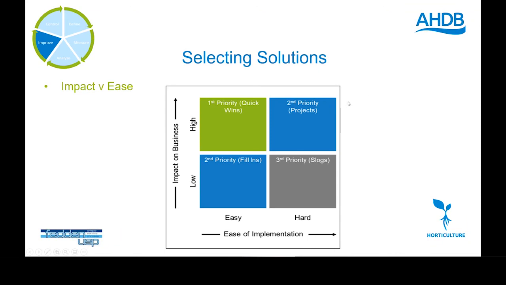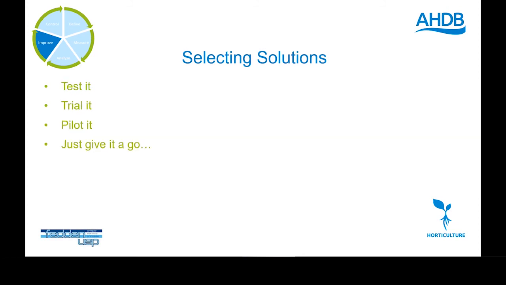So, selecting solutions: just ensuring that we use this matrix of impact and ease. Have we picked the things that are likely to deliver the benefit and are also easy to do? How easy are they to implement? So we're always looking for those quick, easy, high-impact solutions.